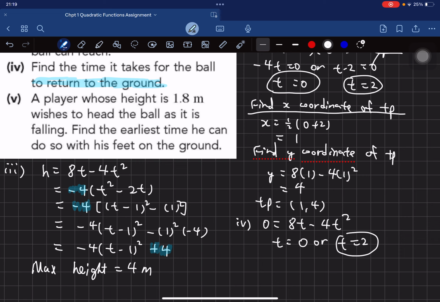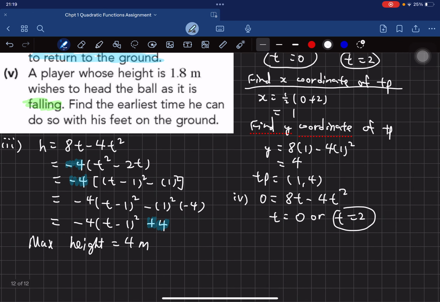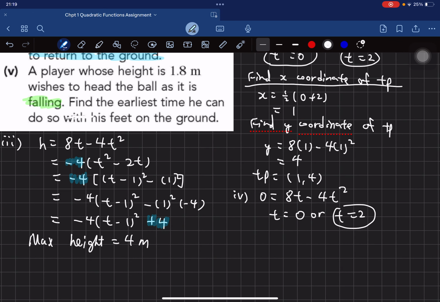Then part 5, which is the one that students are a bit confused about. They say a player whose height is 1.8 meter wishes to hit the ball as it is falling. They will say here falling, not rising. If the ball is rising, he cannot hit. So they say find the earliest time that he can do so, with his feet on the ground, which means that the person is not allowed to jump.